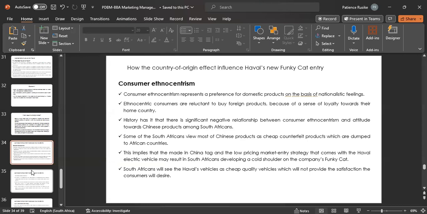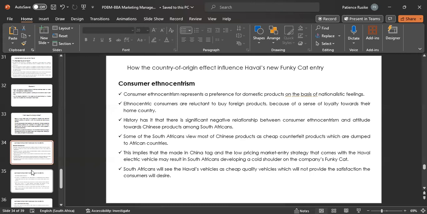Now, there are many views about Chinese products. If we can be honest, most people view most Chinese products as cheap. Remember, we are on our concept of country of origin effect. China is the country of origin. So when a product comes from China, that's where it originated. The perception of many people is that Chinese products are counterfeit products. They are cheap products, not durable products, which they just want to dump in Africa. So this implies that this made in China tag and the low price market entry strategy that comes with Aval may result in South Africans developing a cold shoulder towards the company.